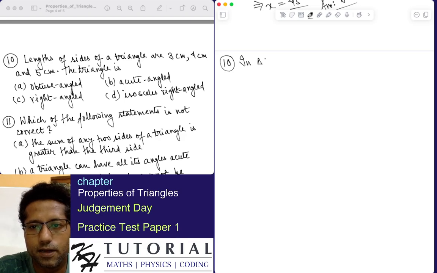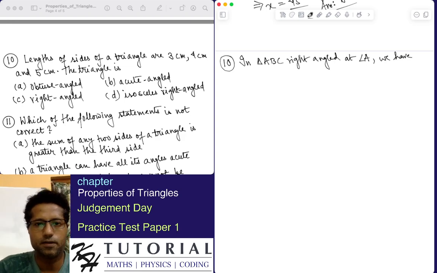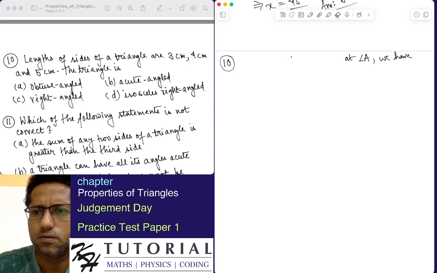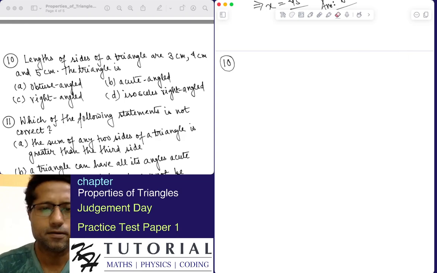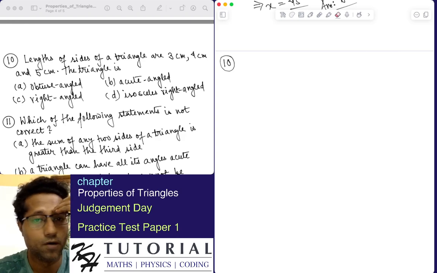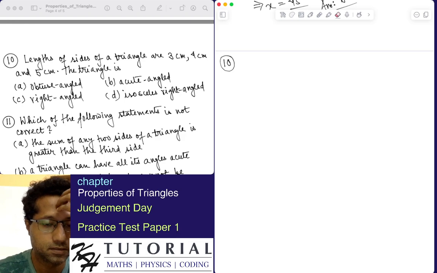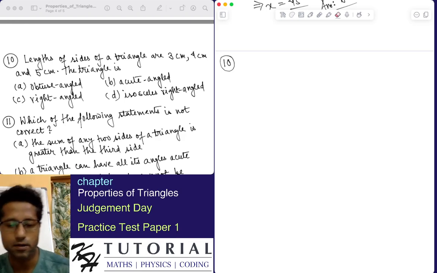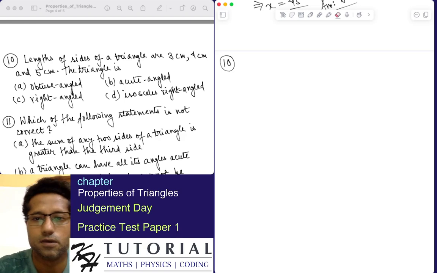We know that to check whether a triangle is right angled or not, if the lengths of the three sides are given, then if it's a right angle triangle, the side having the maximum length should be the hypotenuse, and its square should be equal to the sum of the squares of the other two sides. So let's see.